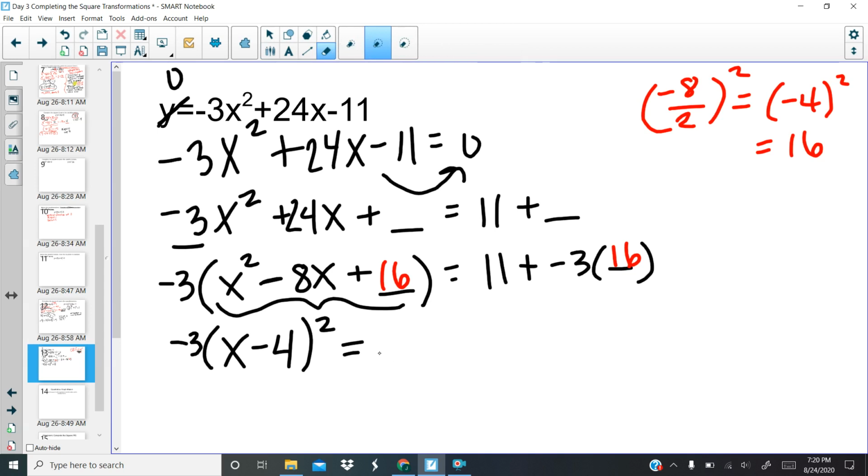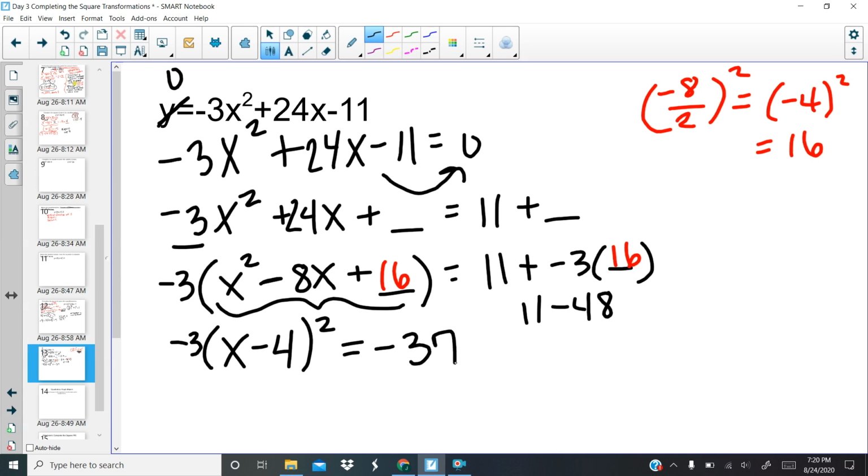I'm going to go ahead and simplify that. So negative 3 times 16 is going to be negative 48. So that would be like, oh, no, sorry, that would be like 11 minus 48, which is negative 37. So all of that is going to equal negative 37.